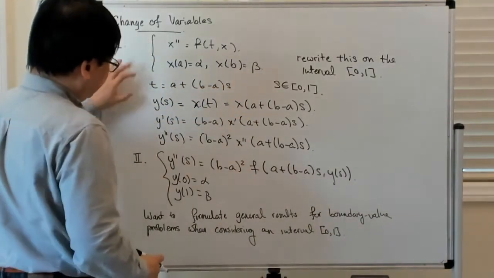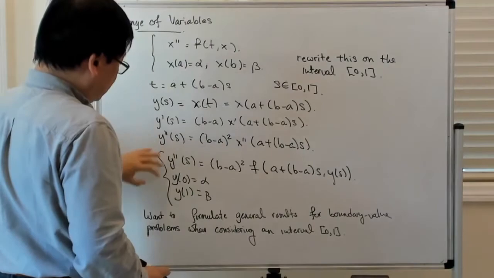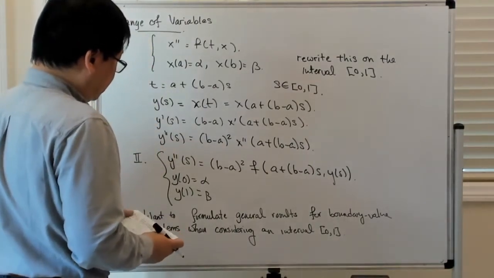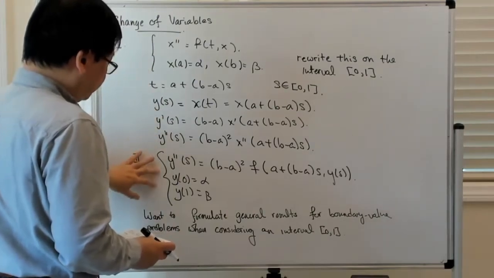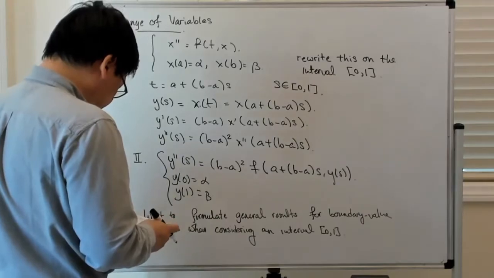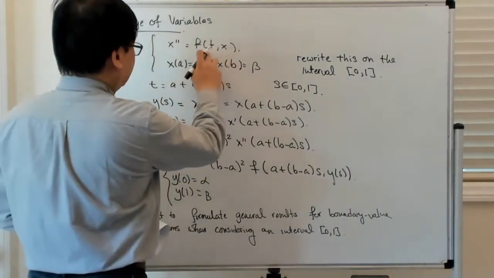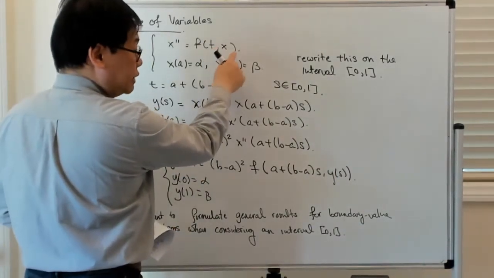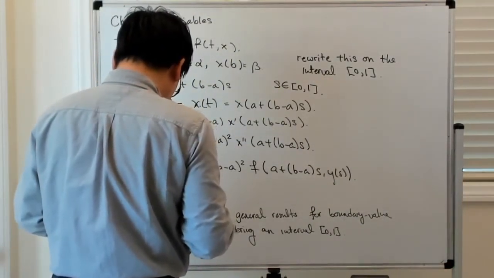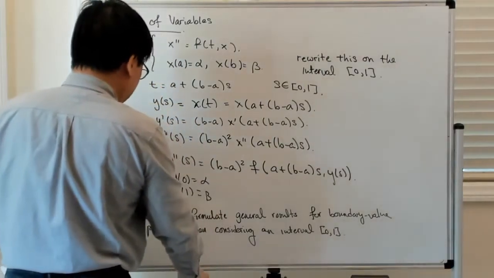So basically, again, there's no real loss of generality in reformulating a boundary value problem of this form into this one, with the caveat that here I'm only assuming the right hand side depends on x. It doesn't depend on x prime. Okay. All right.